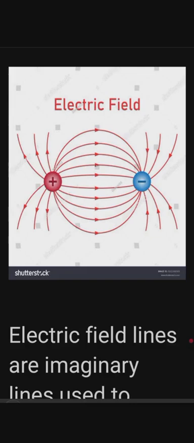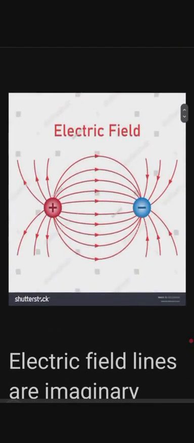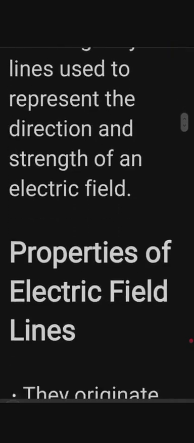What we are seeing in this diagram is the electric field existing between a positive and a negative charge. The properties of electric field lines: they originate from the positive charge and they terminate on the negative charge. If you look at the diagram, you see arrows pointing from the lines coming out of the positive charge towards the negative charge. That's one of the properties of electric field lines.